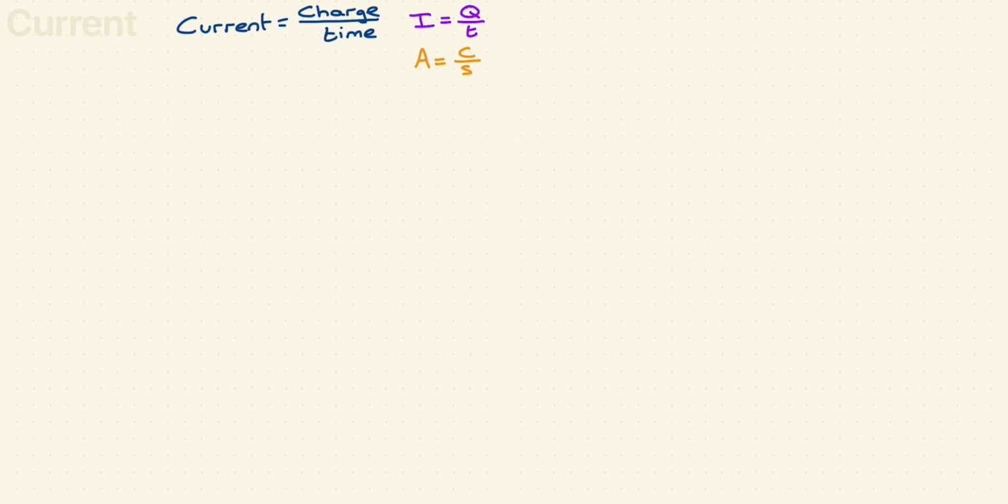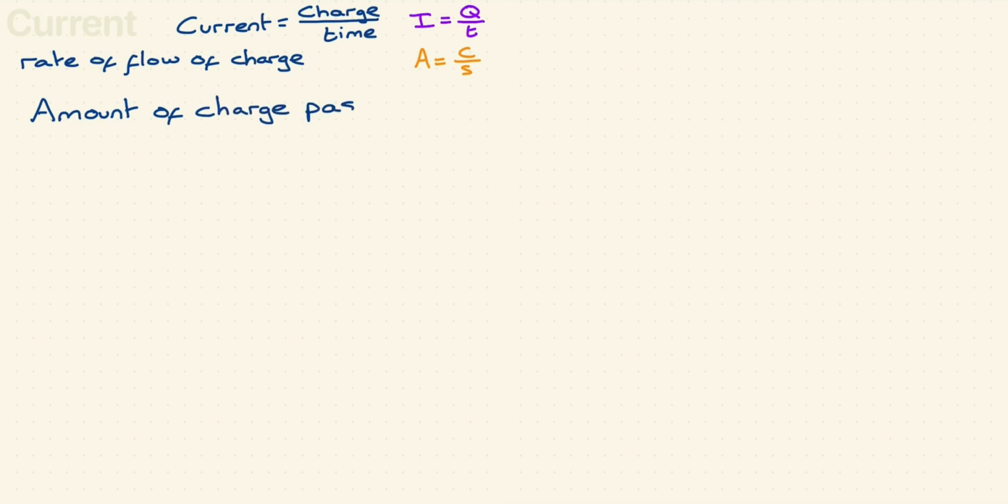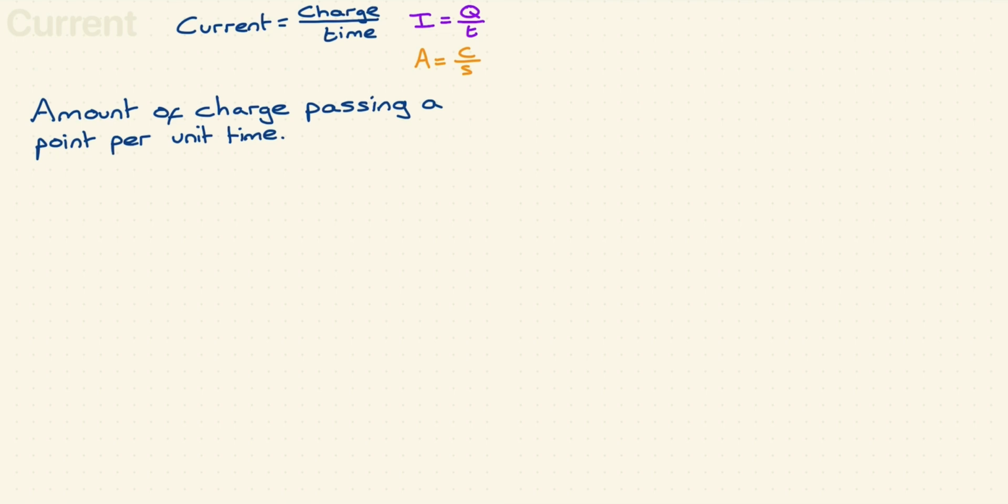1 amp is 1 coulomb divided by 1 second. So, current is the rate of flow of charge around the circuit, or in better words, current is the amount of charge passing a point per unit time. This could be happening in liquids, like in electrolysis in chemistry, but in physics we'll almost always be talking about current moving around a circuit.